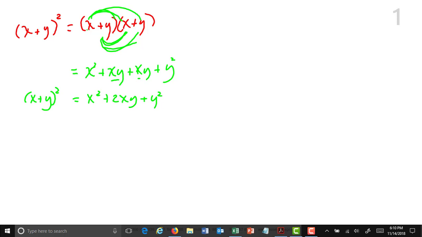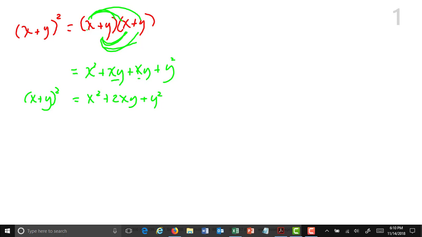Okay? So, that's okay. And you got to just notice how that goes 1, 2, 1. I mean, as far as the coefficient, there's a 1 in front, 2 and a 1.